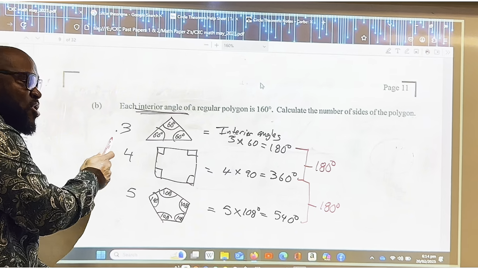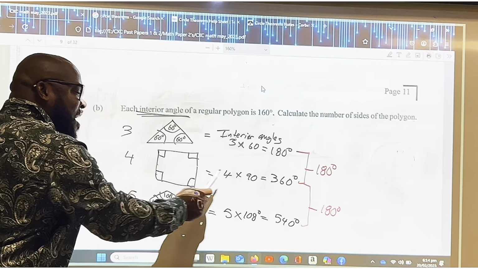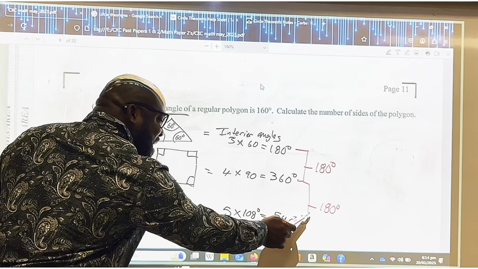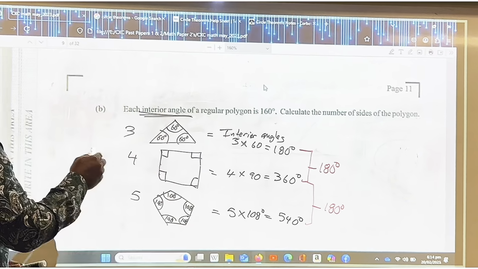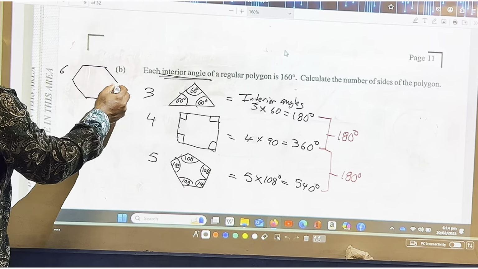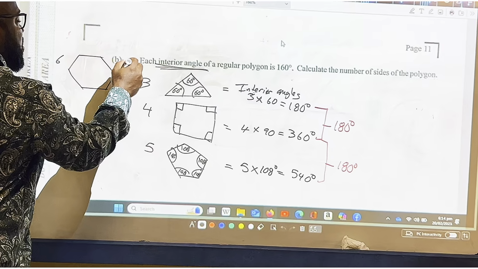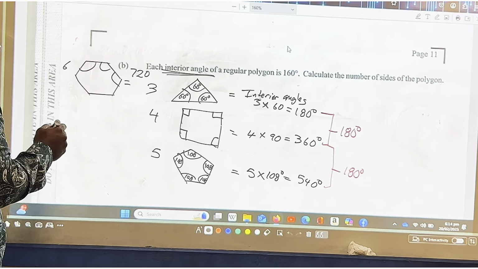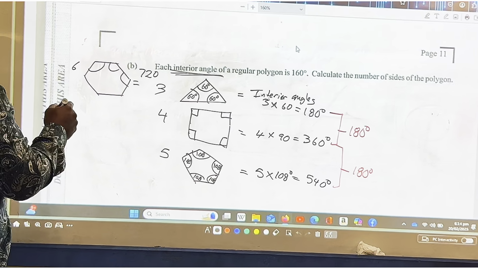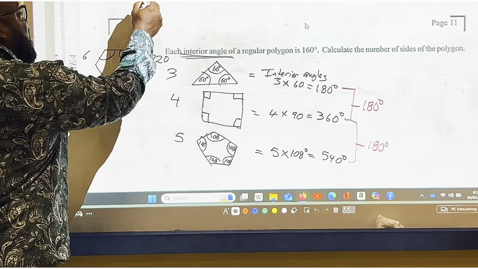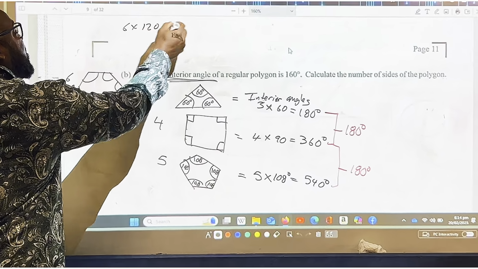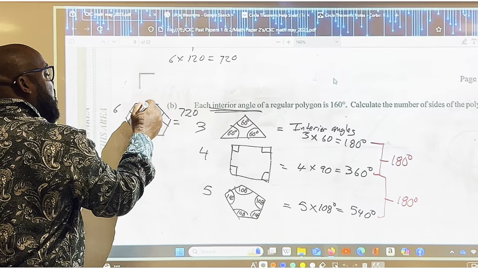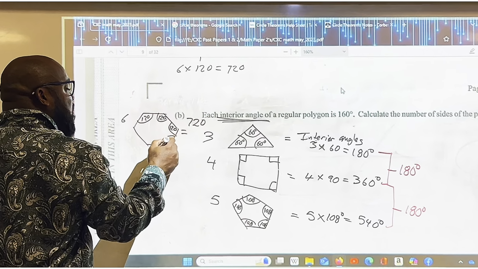As the sides increase, 3 sides, 180, 4 sides, they add on 180, 5 sides, they add on 180 again. Now 6 sides, a hexagon. Add 180, 720. So it'll be 720. What will the interior angle be? 120. Are you sure? Yes, 6 times 120 is 720. So each of these inside will be 120.